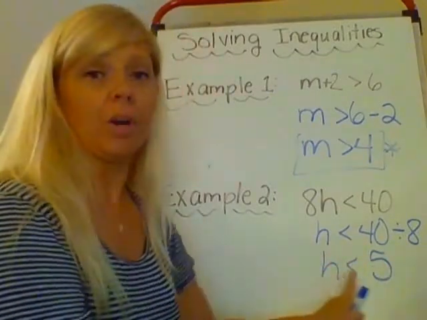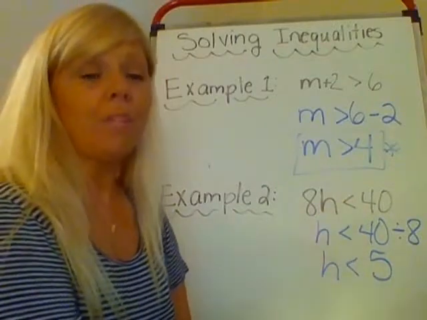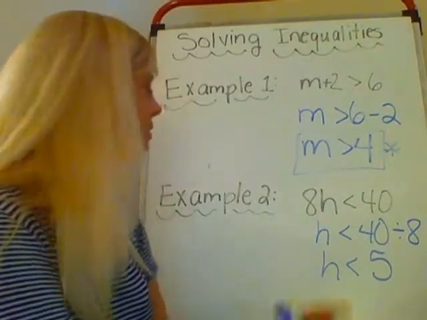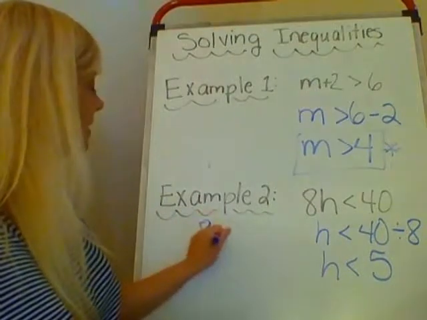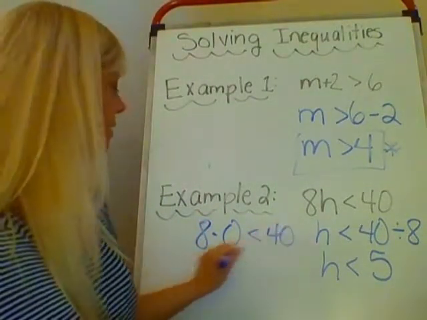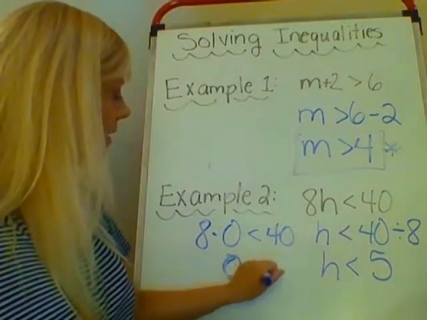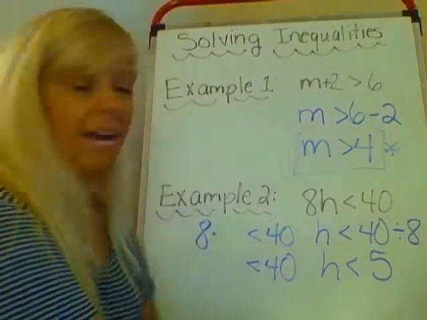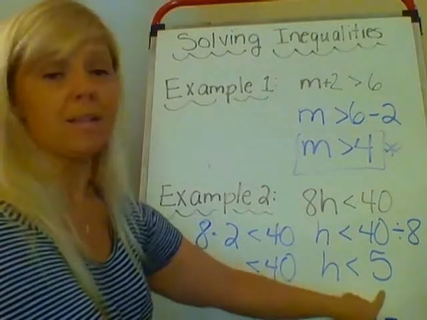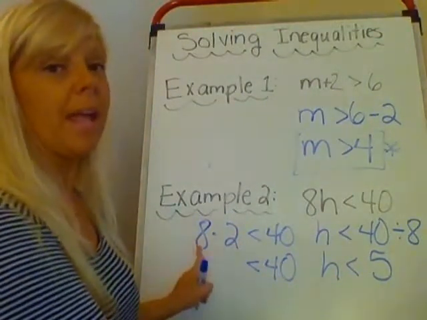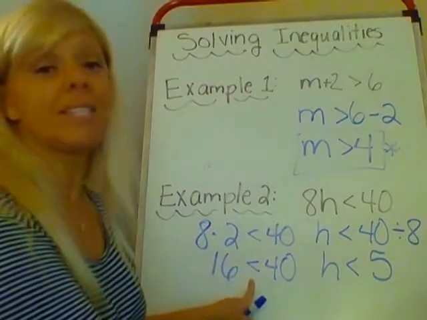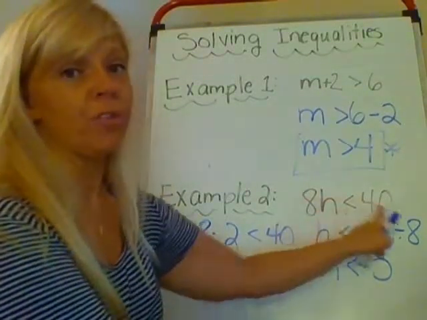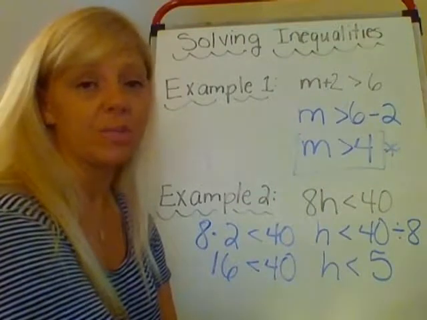So this means any number less than 5 will work. I'm going to pick some whole numbers that are less than 5. I'm going to pick 0. 0 is less than 5. So if h is 0, 8 times 0 is 0, and 0 is less than 40, so that works. Let's pick another whole number less than 5. Let's pick 2. 2 is less than 5, so I'm going to replace h with 2. 8 times 2 is 16, and 16 is less than 40. So any number less than 5 will work for this inequality statement when I replace it with h.